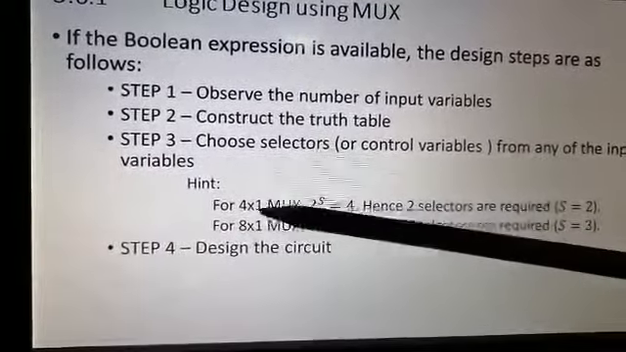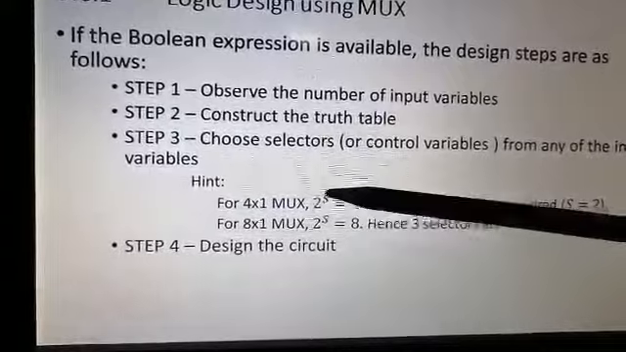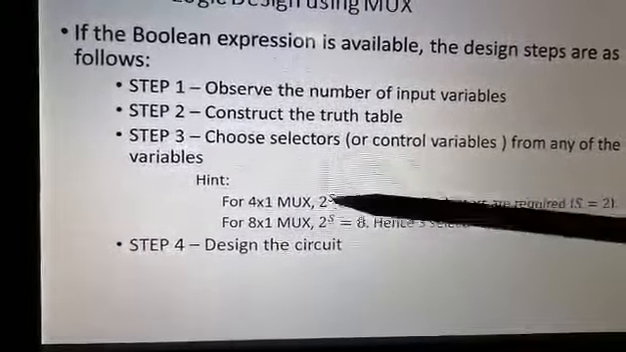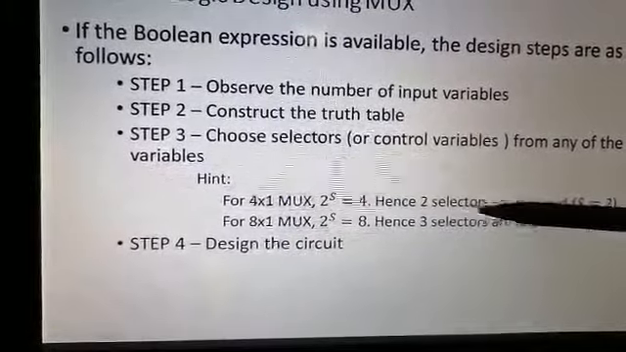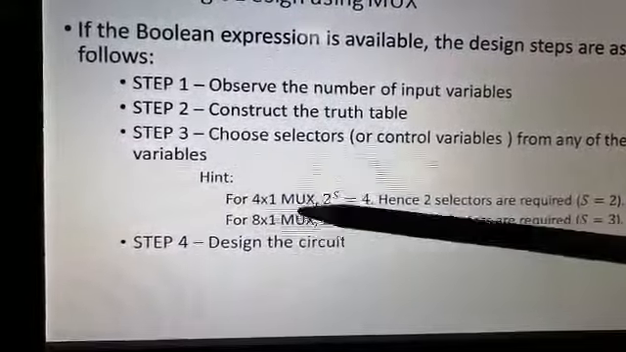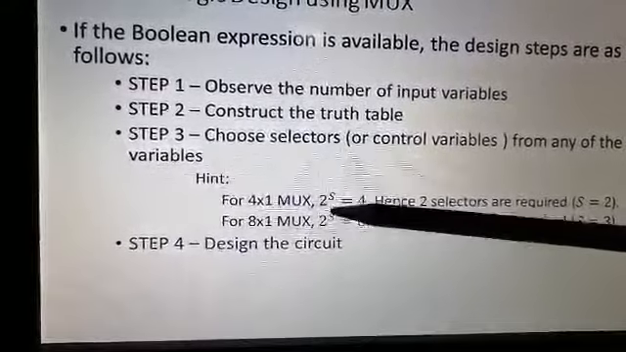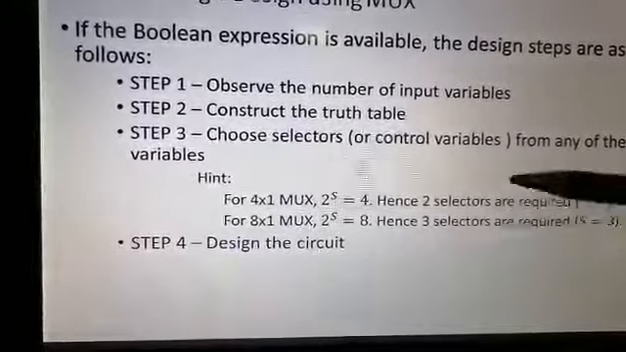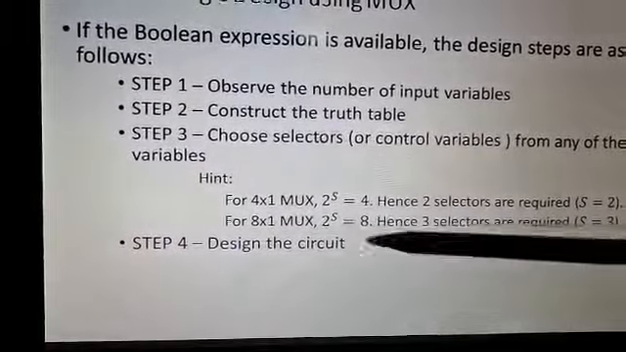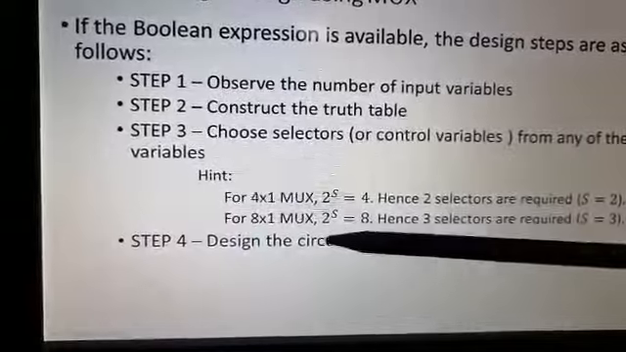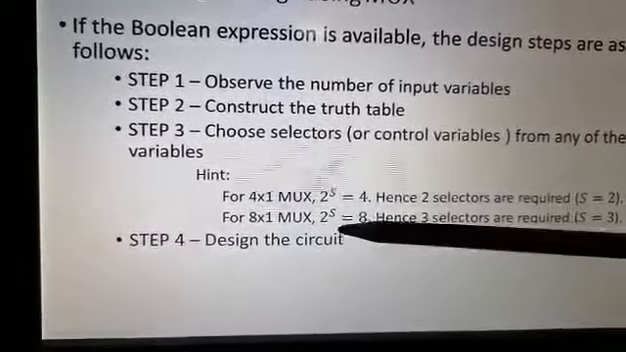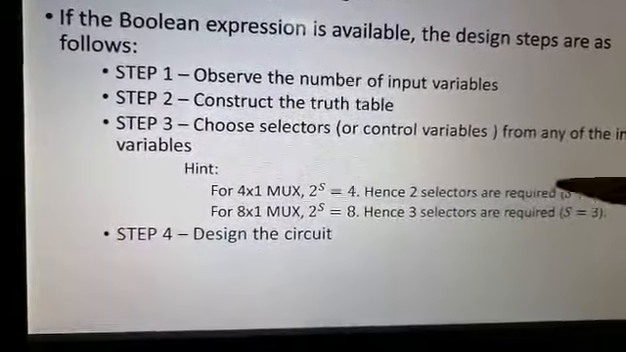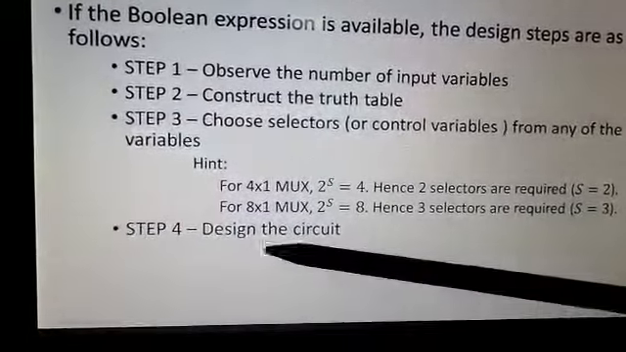For a 4 times 1 mux, that means 2 power of 2 equals 4, so 2 will be the number of data selectors. For 8, 2 power of 3 is 8, so 3 will be the data selectors. For 16, that means 2 power of 4 equals 16, so we have 4 data selectors. And then step number 4, we have to design the circuit.